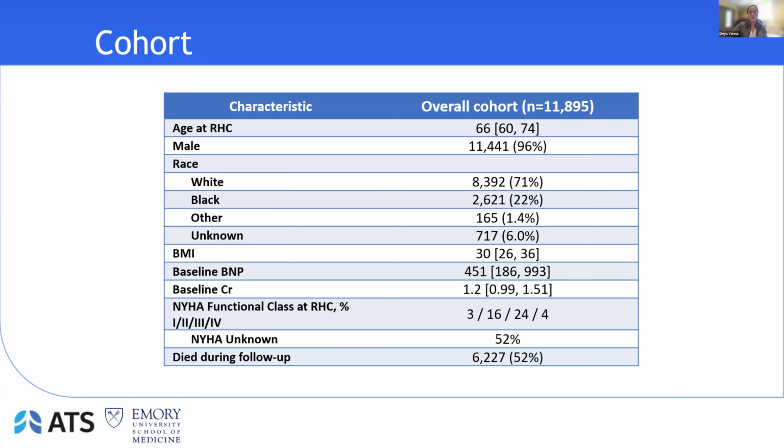We then selected only those that had right heart cath data. This ended up being about 15,000 patients. And then we further selected those who fit into one of the 3 categories described previously, so had some evidence of pulmonary hypertension on right heart cath.